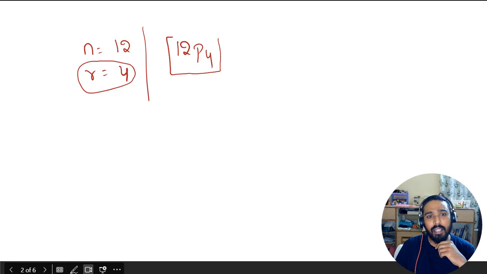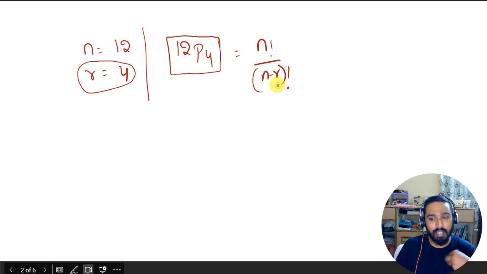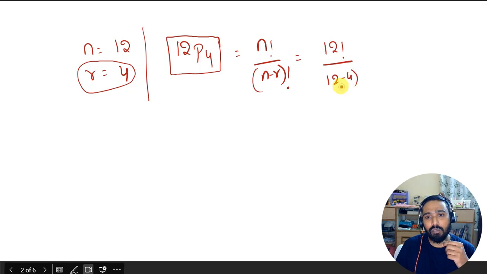Now for the representation, I represented it as 12p4. But can I calculate it? Yes, I can calculate it because it is a smaller number. And the formula is n factorial divided by n minus r factorial. The problem with the formula is it is a bit lengthy, तो हम लोग formula use नहीं करेंगे. But because I have to tell you initially by using the formula, हम लोग ये देखते हैं एक बार. So 12 factorial divided by 12 minus 4 factorial, which I can write as 12 factorial divided by 8 factorial.